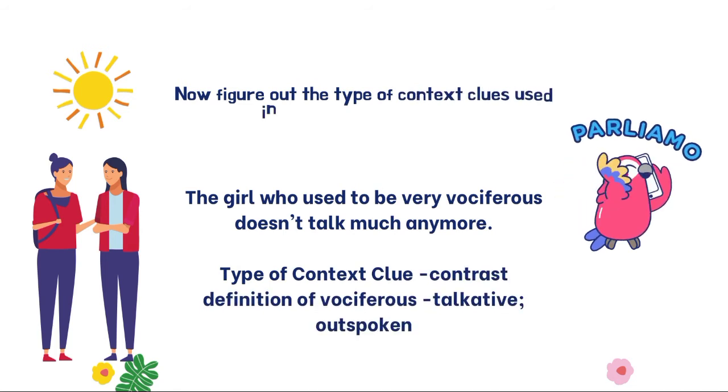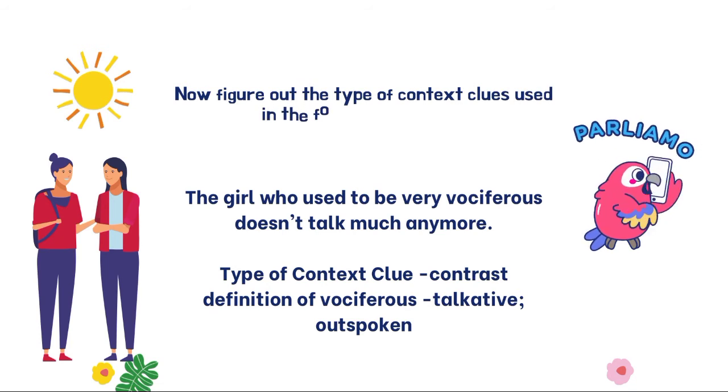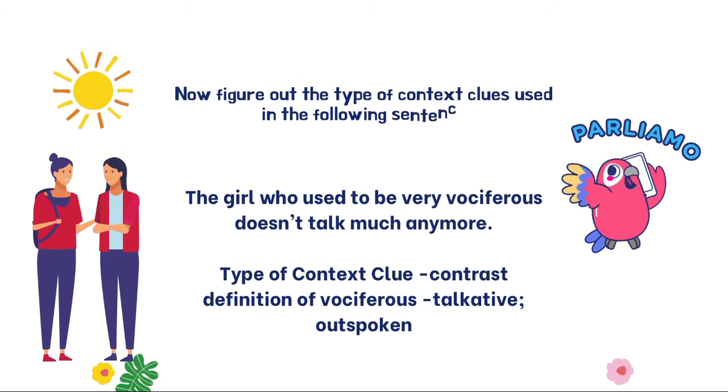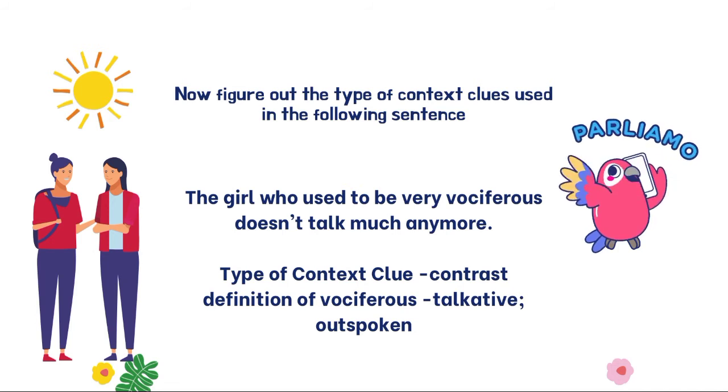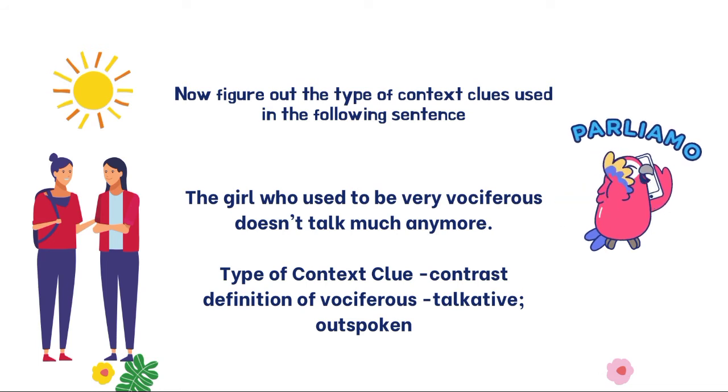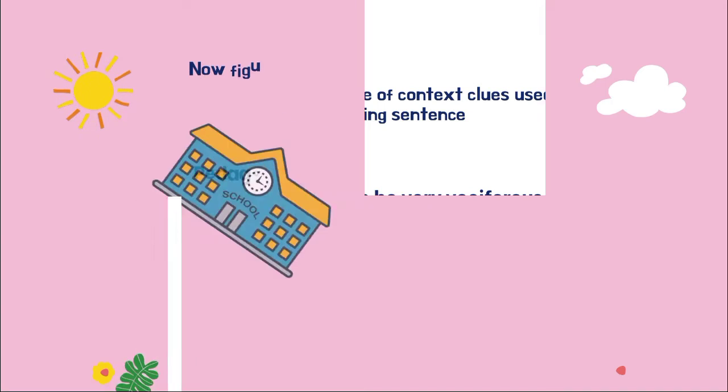So what kind of context clue do you think we have here? We have vociferous and doesn't talk much anymore. Of course, it is the antonym or the contrast. That is very correct. Good job. So that tells you that vociferous means talkative, outspoken, chatty, or noisy. Good. Now, number two, another example.